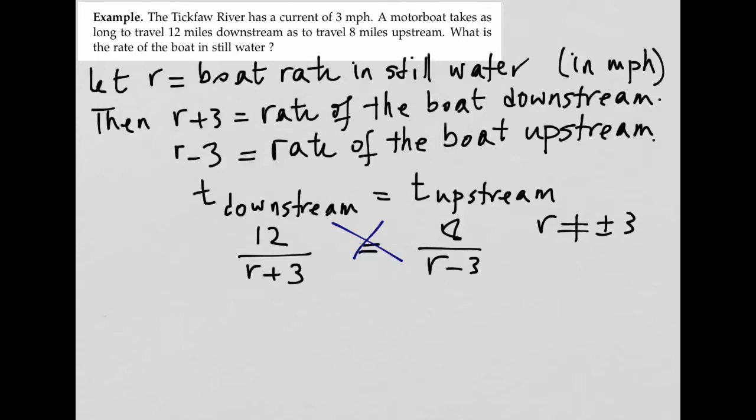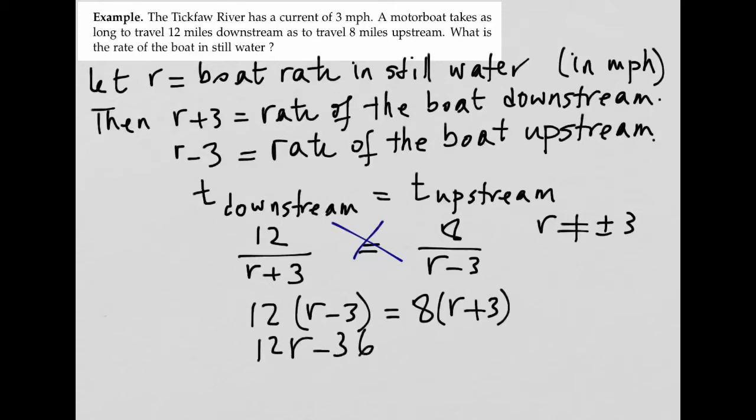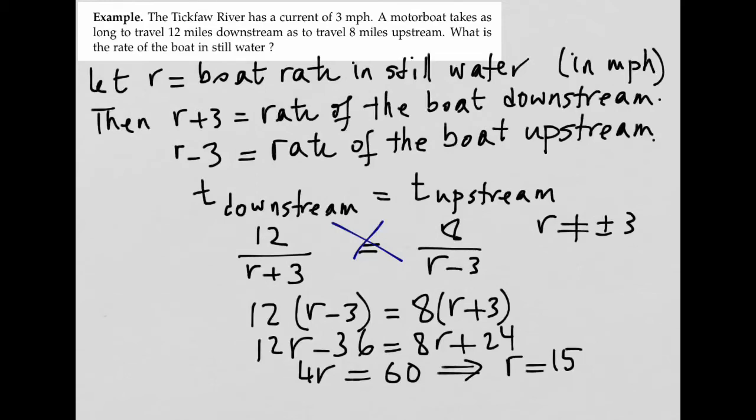If we do that, we get 12 times R minus 3 equals 8 times R plus 3. 12R minus 36 equals 8R plus 24. 4R equals 24 plus 36, that's 60, which tells us that R is 15, 60 over 4 is 15 miles per hour.